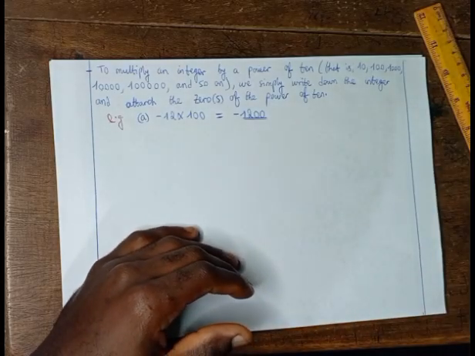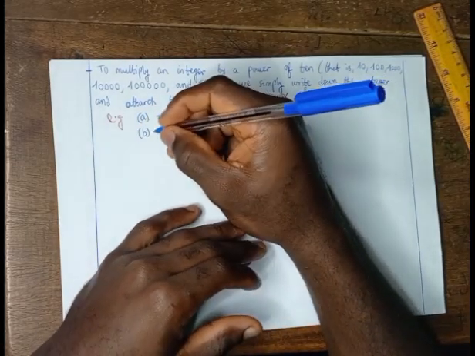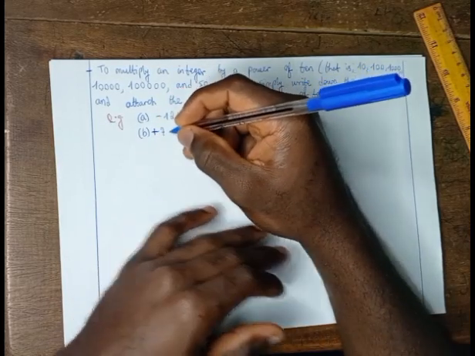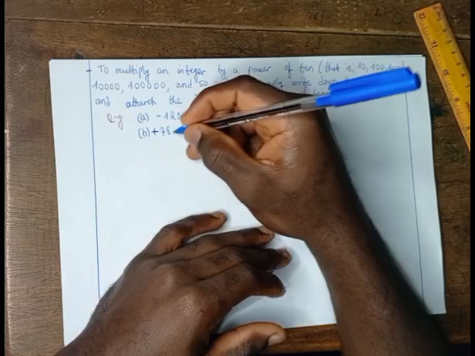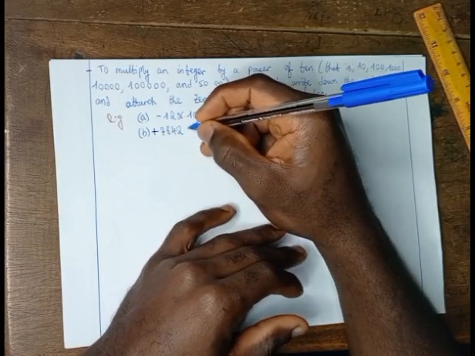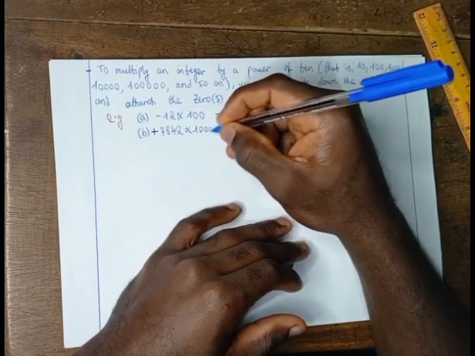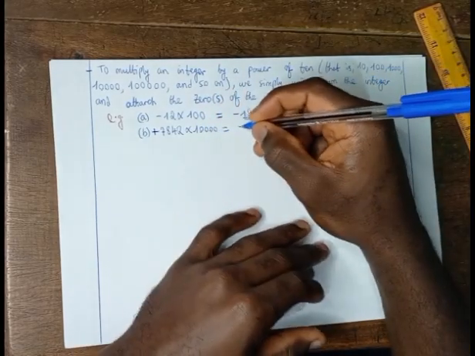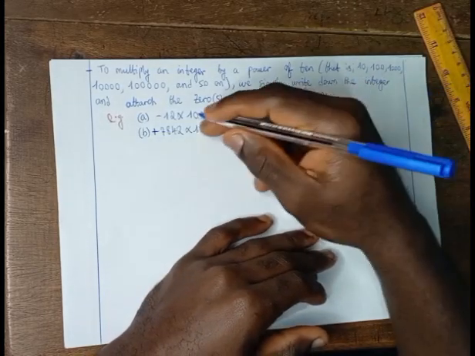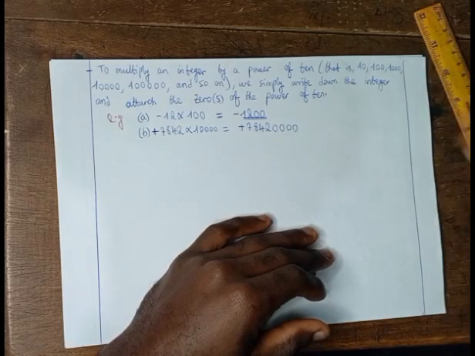Next, let's take B, another example. We multiply 7,842 by 10,000. This will simply give us a positive. Write down the integer 7,842. Then we attach the 4 zeros of 10,000.